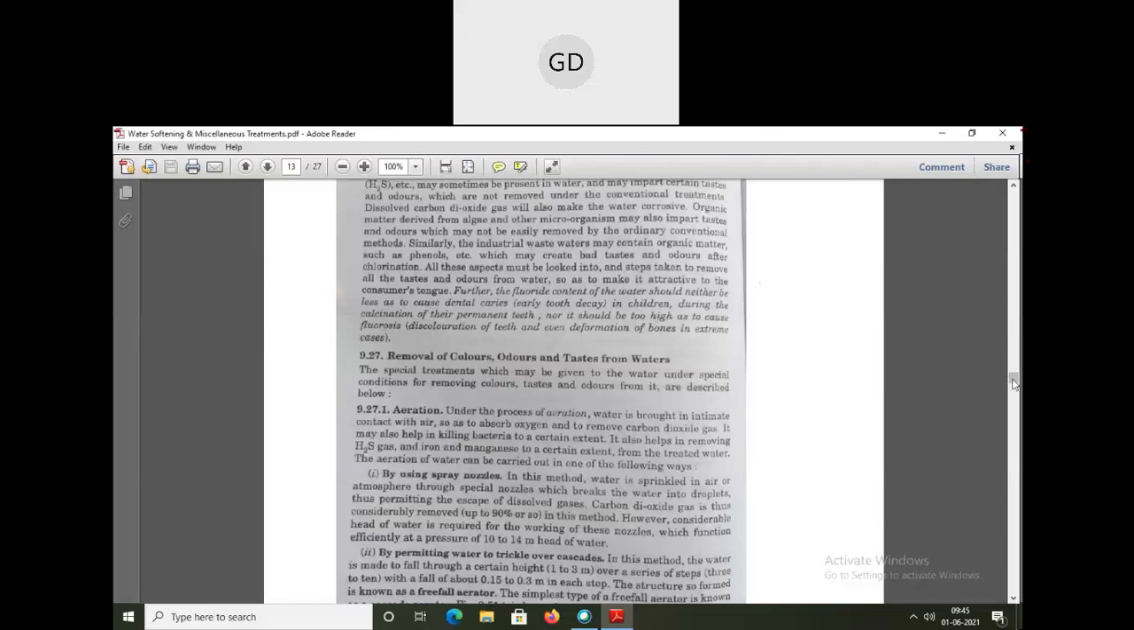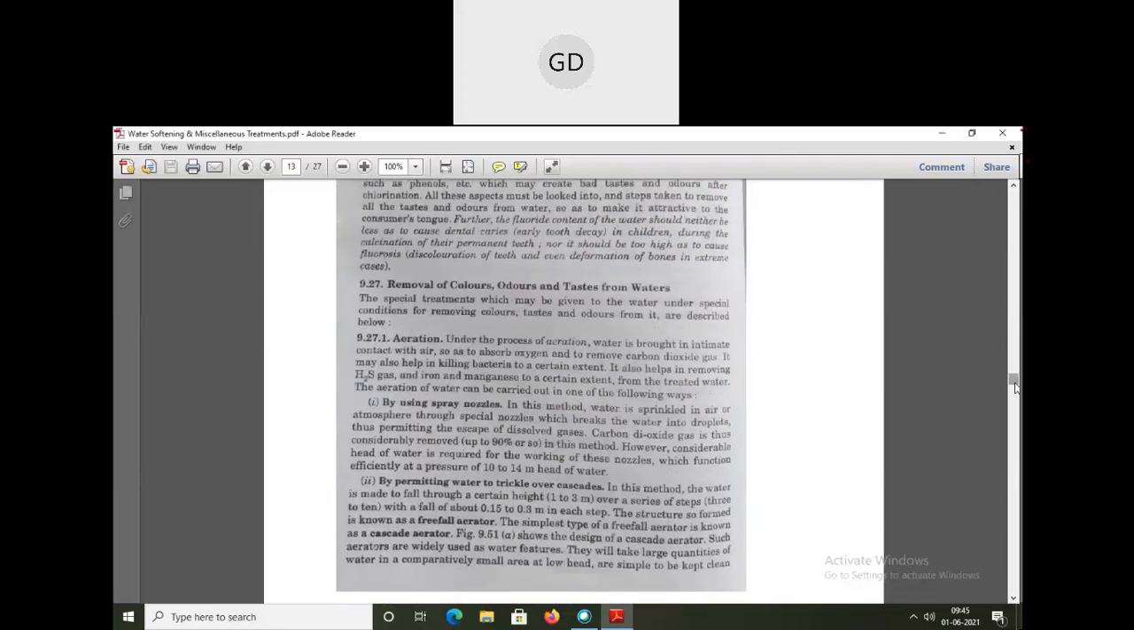Okay, so we have a process of aeration. What is happening in aeration is that you give the water oxygen, or you can say you give the water air. When the treated water is brought in contact with some air, it absorbs the oxygen and removes the carbon dioxide gas. During this aeration process, it also helps in killing the bacteria, to a certain extent.